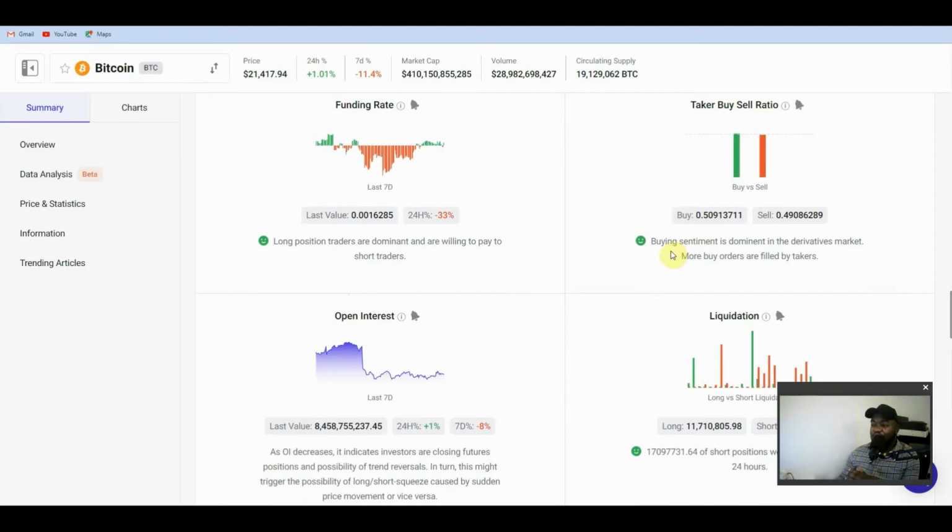Market sentiment, buy-sell ratio. This is telling you that buy sentiment is dominant in the derivative market. More buy orders are filled by takers, which is the sell position. People are shorting the market.